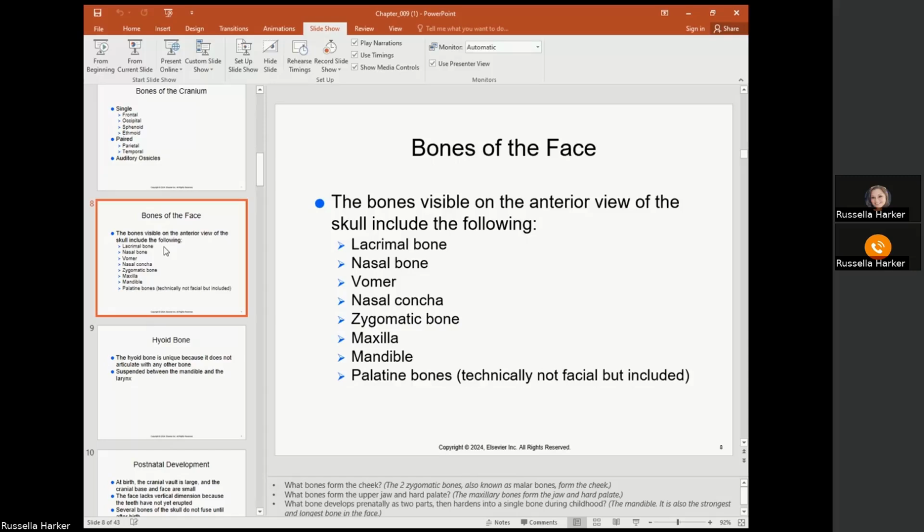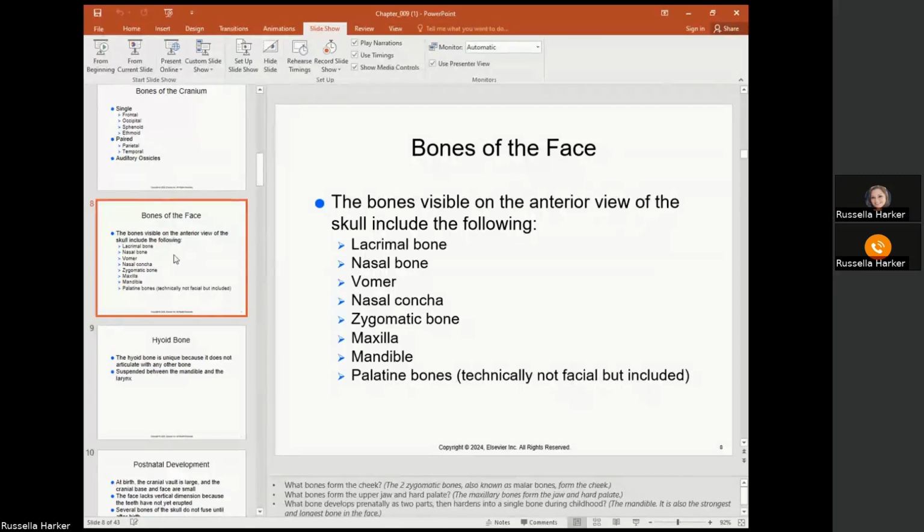The zygomatic bones are known as malar bones, and they form the prominence of the cheek and the lateral wall and the floor of the orbit. The zygomatic process of the maxillary bones extend upward to articulate with the zygomatic bone.